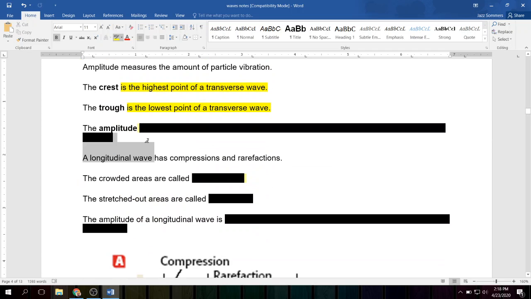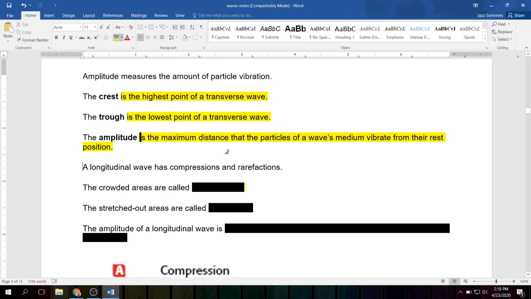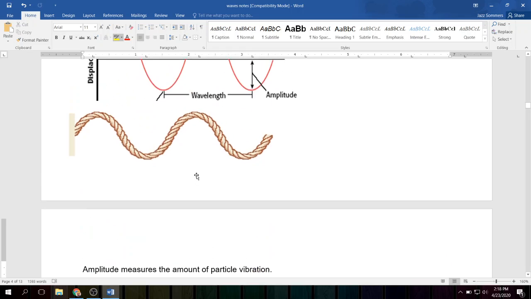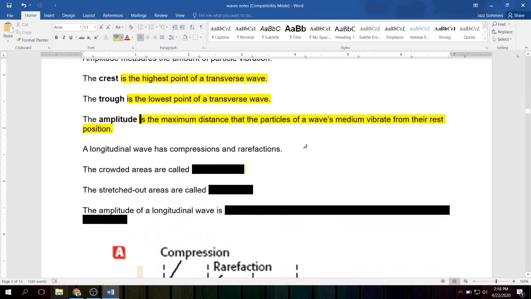And then the amplitude is how tall the wave is. We said it's the maximum distance the particles of a wave's medium vibrate from their rest position. So basically, how tall the wave is. The amplitude is this measure right here, and it would be the same whether you measure it from the middle point to the top or from the middle point to the bottom. The amplitude is the same.